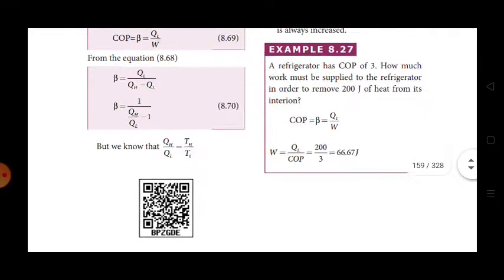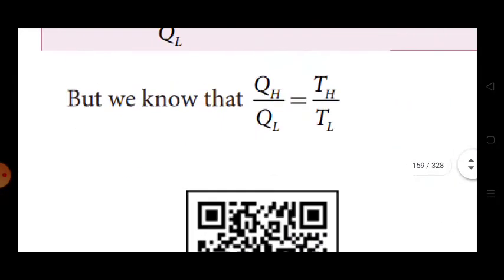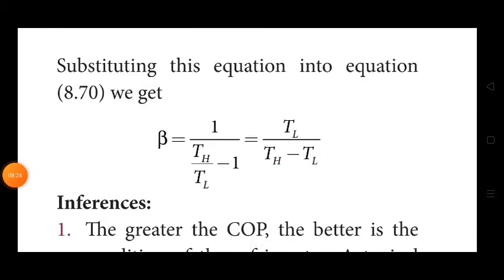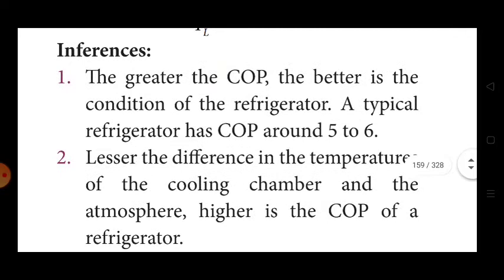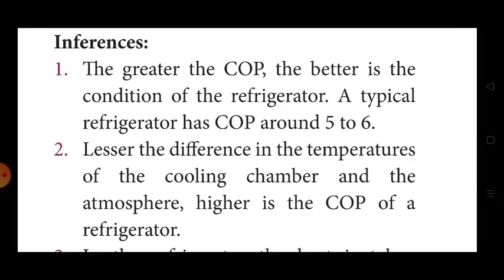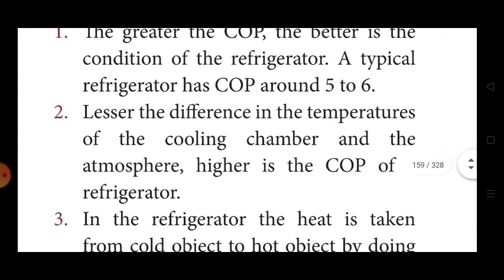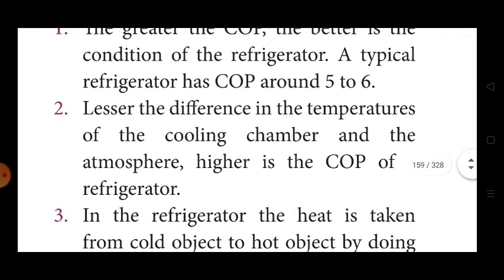But we know that QH by QL is equal to TH by TL. Substituting this into equation 8.70, we get beta is equal to 1 by TH by TL minus 1, which is equal to TL by TH minus TL. Inferences: the greater the COP, the better is the condition of the refrigerator. A typical refrigerator has COP around 5 to 6. The lesser the difference in the temperatures of the cooling chamber and the atmosphere, the higher is the COP of the refrigerator.